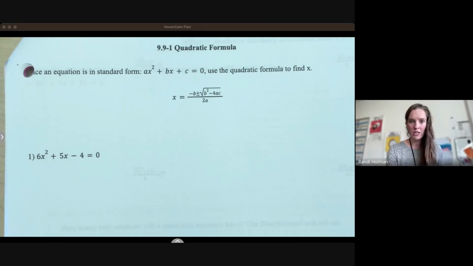Welcome. In this video, we are going to look at the quadratic formula. So the quadratic formula is another way to solve quadratics, particularly if our factoring does not work or we can't use square roots. It is a method that works with all quadratics to solve them, but it has a lot of moving pieces.